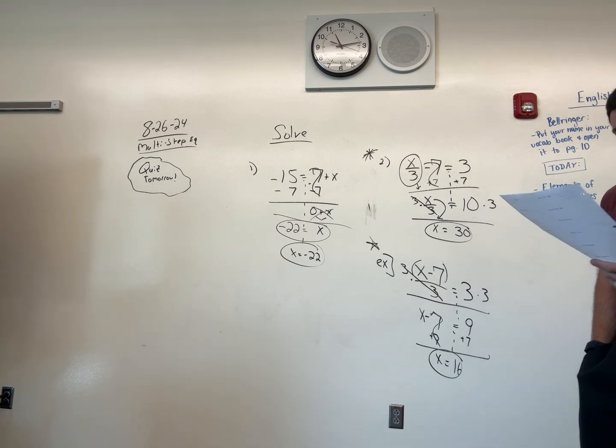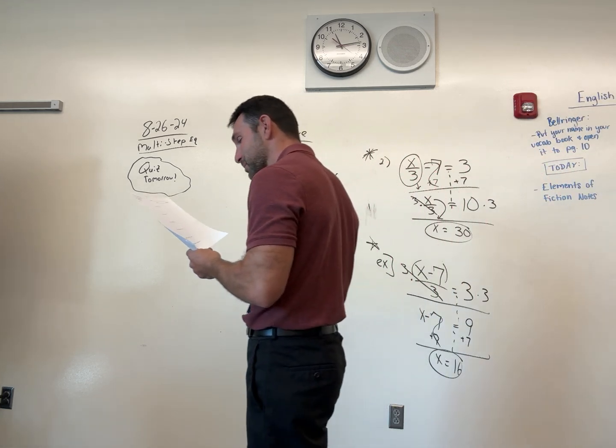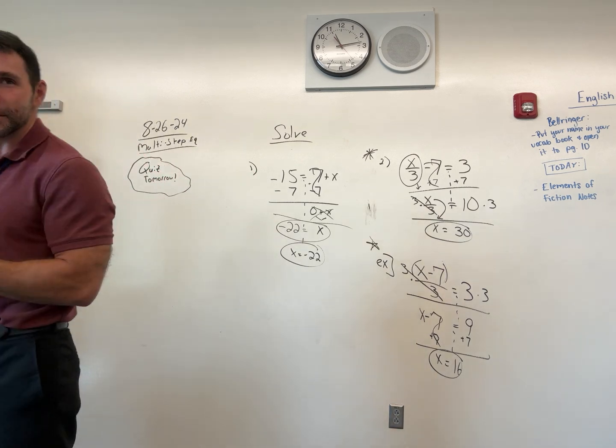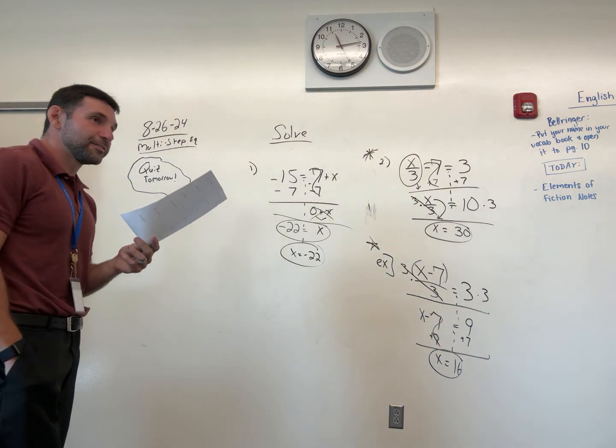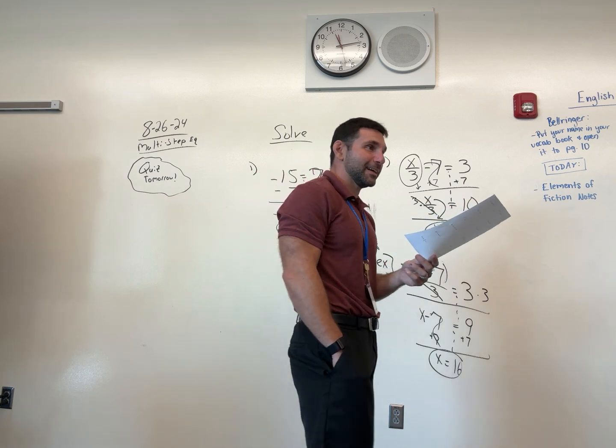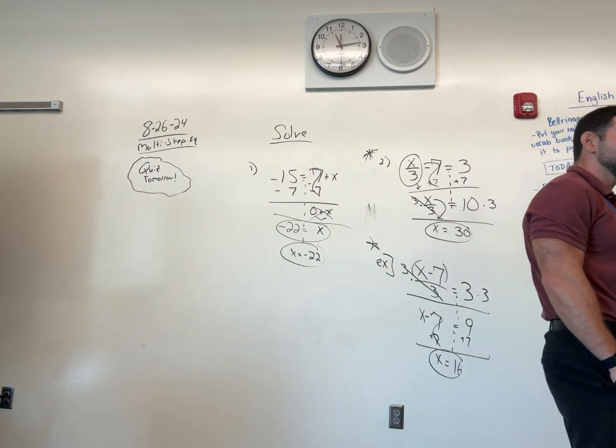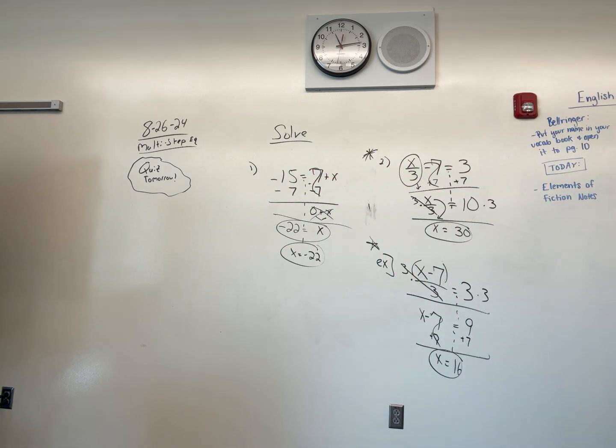Here we go, number 9. Subtract 1 from both sides. That leaves me with negative 9x equals negative 81. We're going to divide both sides by negative 9. A negative divided by a negative is positive. So that gives me x equals 9.